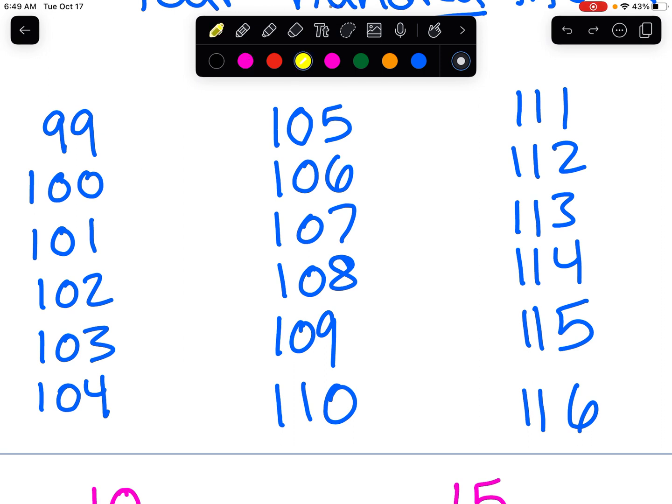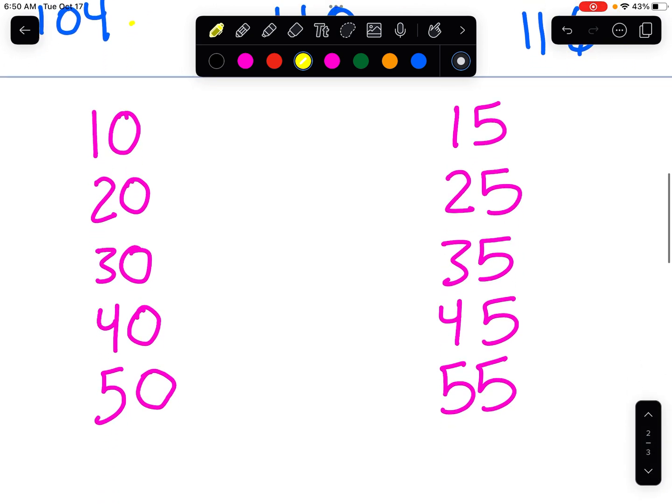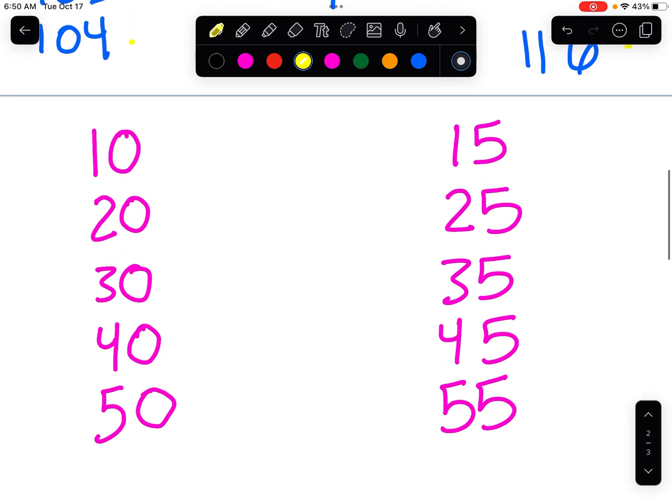So here I've got, starting at 99, we've got 99, 100, 101, 102, 103, 104, 105, 106, 107, 108, 109, 110, 111, 112, 113, 114, 115, 116, and you just go on and on and on and on.